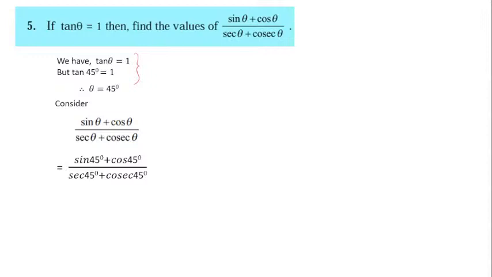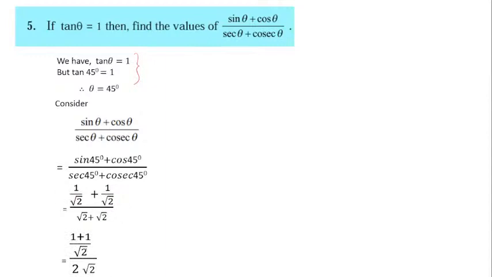The value of sin 45 is 1 by root 2 and the value of cos 45 is also 1 by root 2, divided by, in the denominator, as sec and cosec are the reciprocals of sin and cos, we have sec 45, that's root 2, plus cosec 45, that's also root 2. Then in the numerator we have the denominators same, so we can add numerators, that is 1 plus 1, that is 2 divided by root 2.